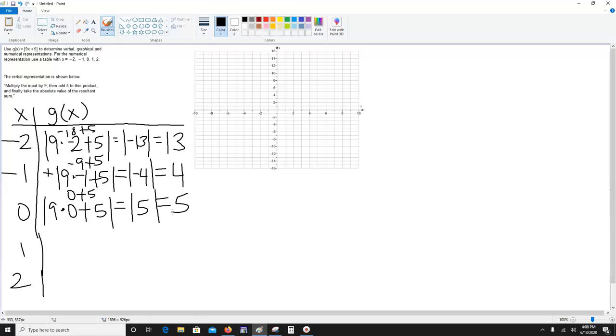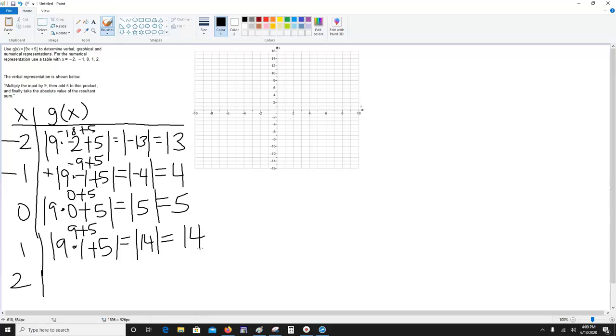The next one we need to plug in is 1. So we'll do the same thing and just replace our x in our function with 1. And then we'll do the same thing with 2 in just a second. So let's plug in 1 for x into our absolute value function. We have absolute value of 9 times 1 plus 5. So we have 9 plus 5, which is 14. And the absolute value of 14 is still 14.